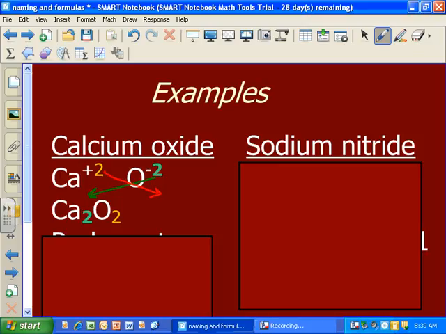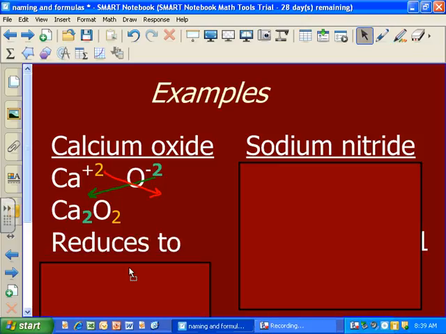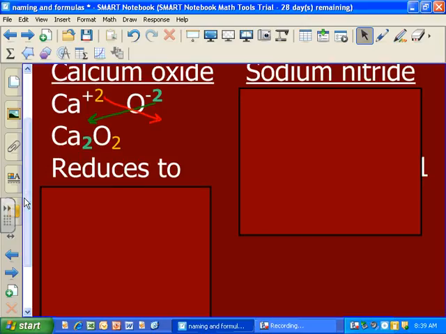That's telling you how many calciums and how many oxygens are in your formula. The last step that we want to look at is to simplify or reduce it if possible. And both of these have 2 as their subscripts. So we can eliminate the 2 and show the simplest ratio, which is CaO, calcium oxide.